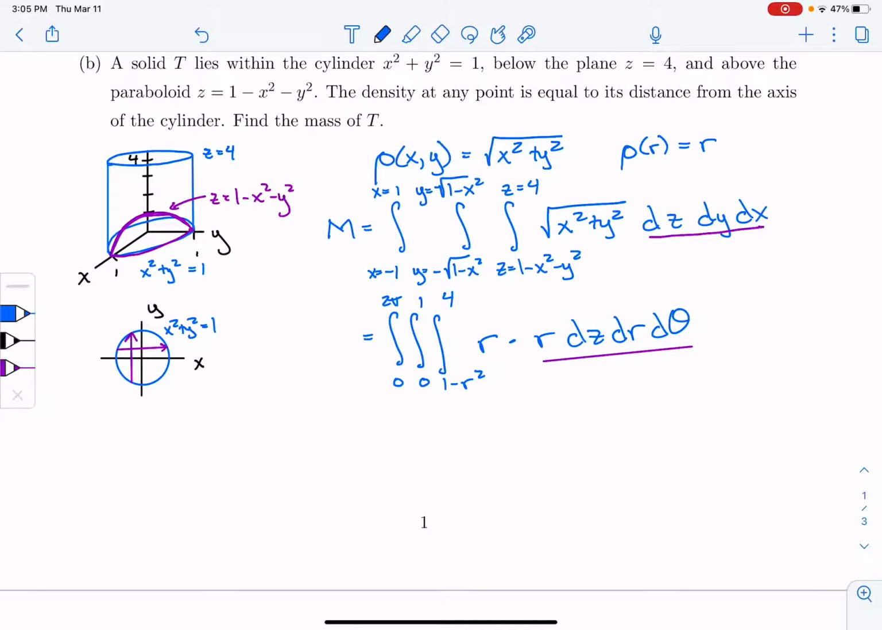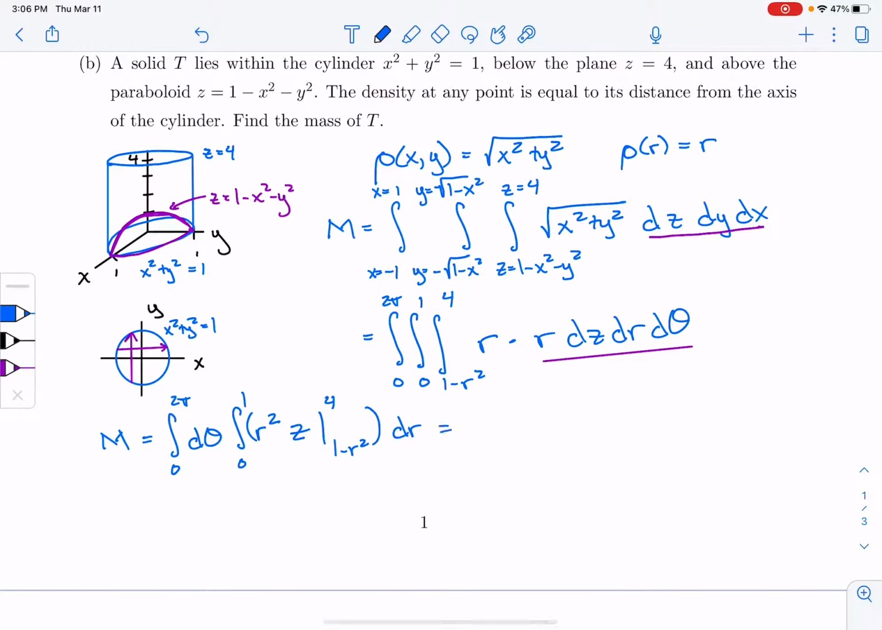So let's see what the mass is going to be then. We're going to integrate from 0 to 2 pi d theta. The theta integral is completely detached from the rest of the integrals, so I'm just going to bring that out. And then I want to integrate from 0 to 1. That's going to be the r integral. So 0 to 1 r squared, and then I've integrated that dz, so that becomes a z. I'm going to evaluate that between 1 minus r squared and 4. That whole thing has to then get integrated dr.